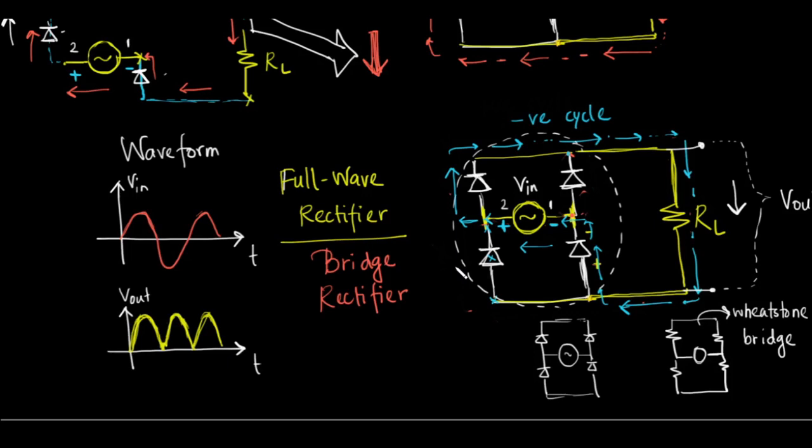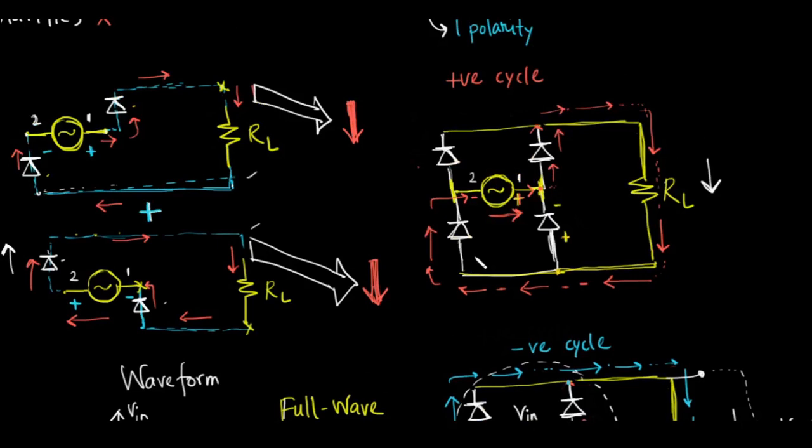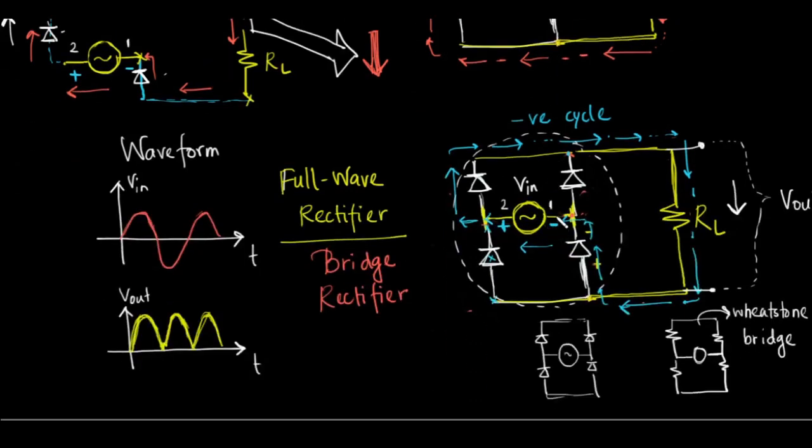So this was the main operation of the full wave rectifier. In the positive cycle, the current flows in this direction, and these two diodes are turned on. This diode turns on and this diode turns on. The other two diodes are turned off. This is off and this is off. And in the negative cycle, this diode turns on and this diode turns on. The other two diodes are turned off.